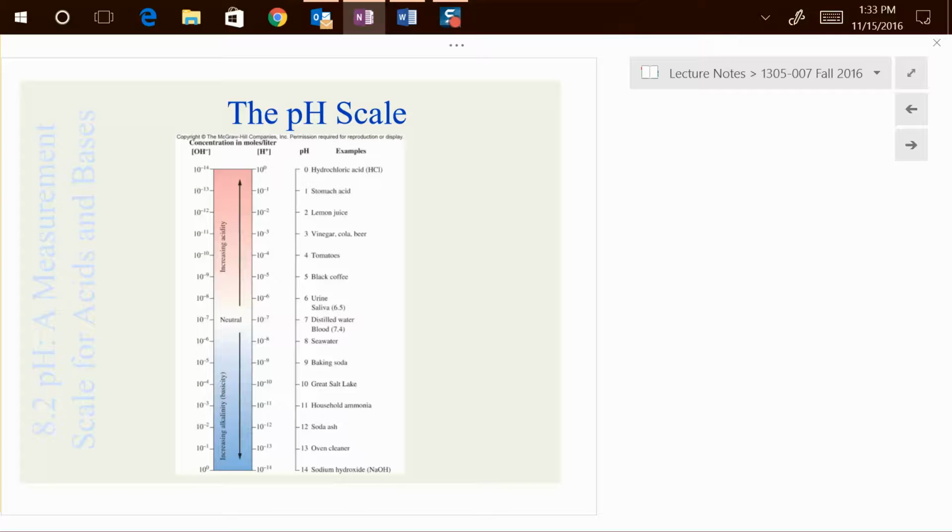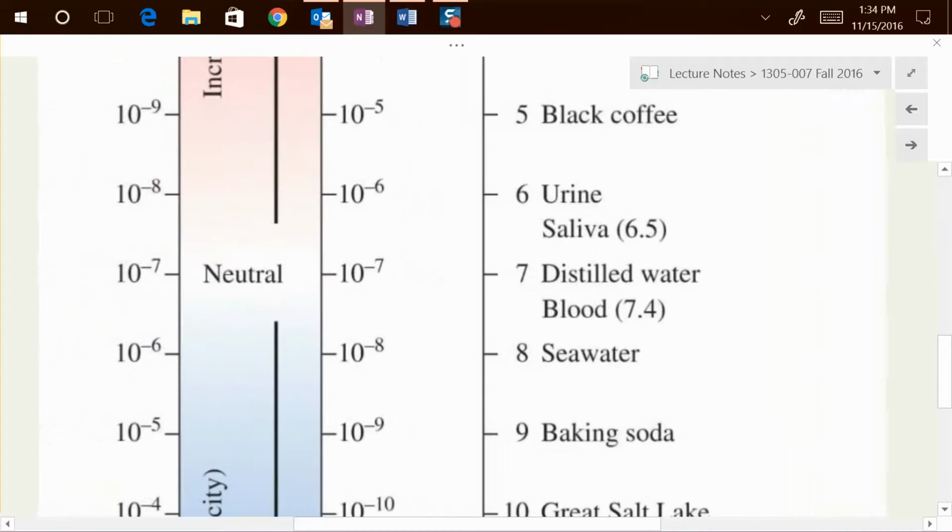Vinegar is an acid. Tomatoes are acidic. Coffee is acidic. Your urine is slightly acidic. Distilled water and blood. Well, distilled water is at 7. Blood is at 7.4. That's what they're showing us here. Can't see it that well. That's at 7.4.